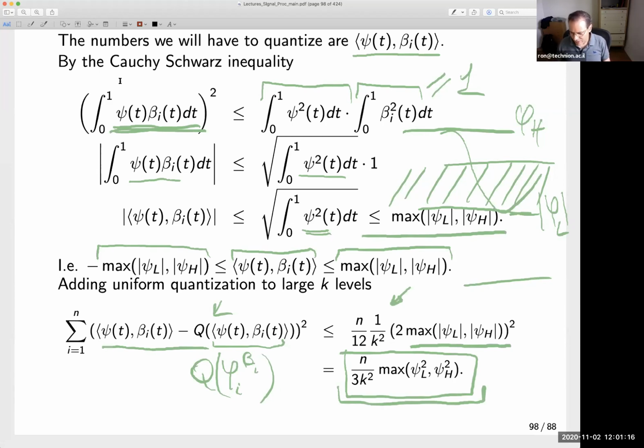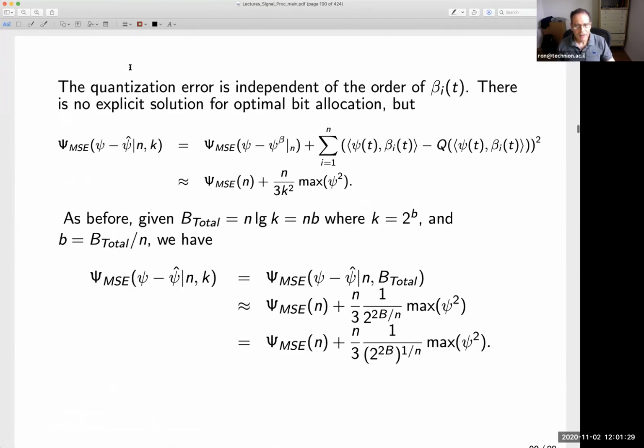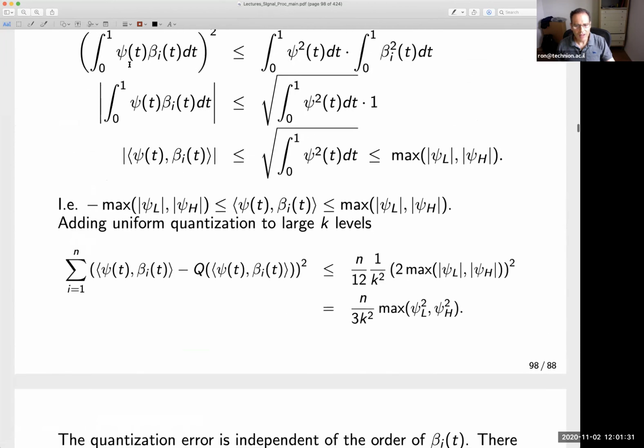Now putting everything together. Oh, I'm running out of time. So let me see how complicated it would be. Let me just continue for 2 more slides.